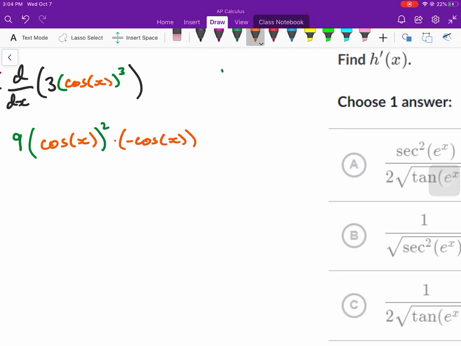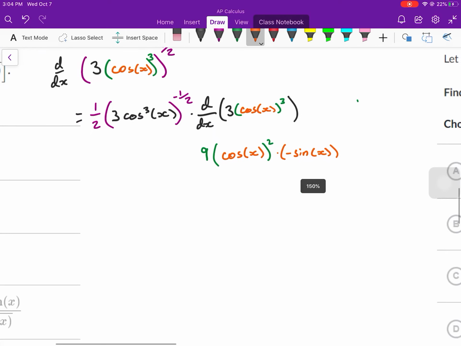A lot of people get confused on when do we stop. Well, if you multiply by the inside, this function is just a 1, so you stop here. So really, we're just taking care of this like it's its own problem. Bring down the 3, take away 1, then it has the inside function of cosine of x. So the derivative of cosine of x, my bad, is negative sine of x.